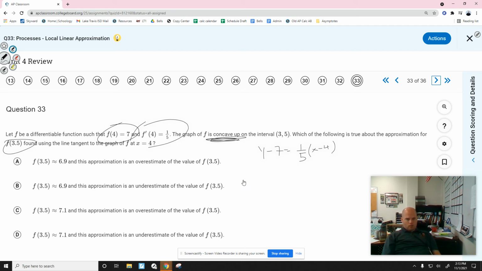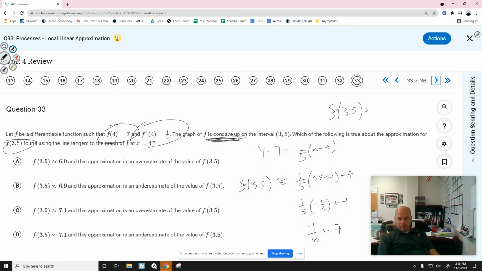F of 3.5 is going to be approximately 1/5 (3.5 minus 4) plus 7. That's 1/5 times negative a half plus 7. That's negative a tenth plus 7. It's negative 0.1, so that's 6.9. Okay? F of 3.5 is going to be approximately 6.9.